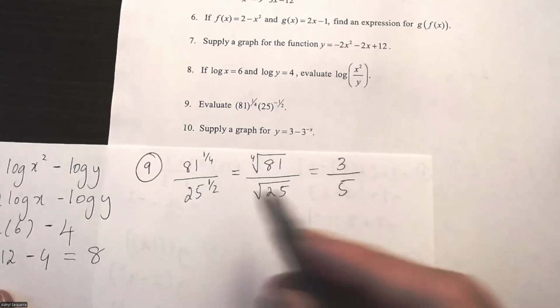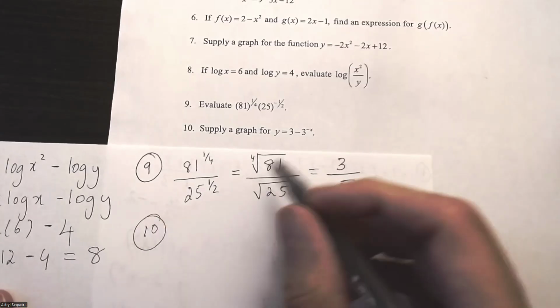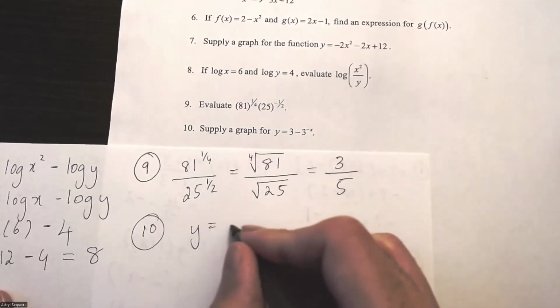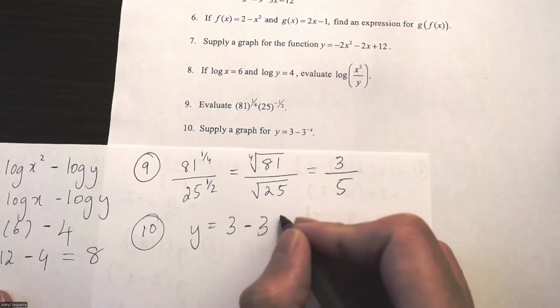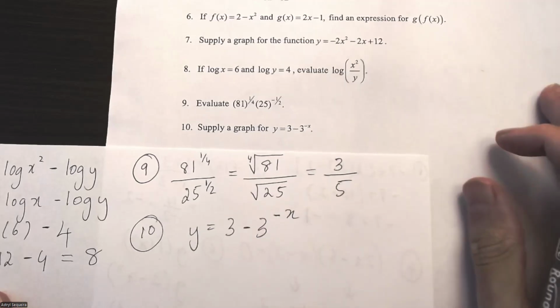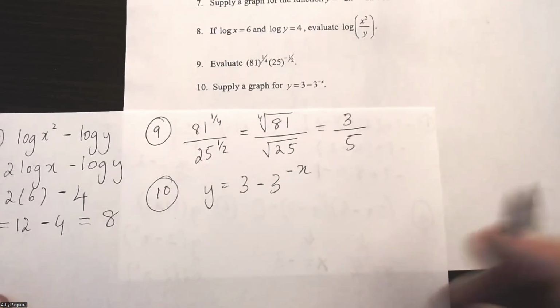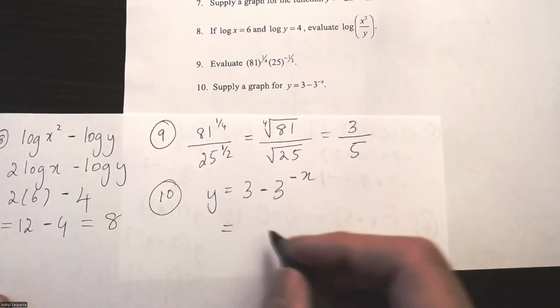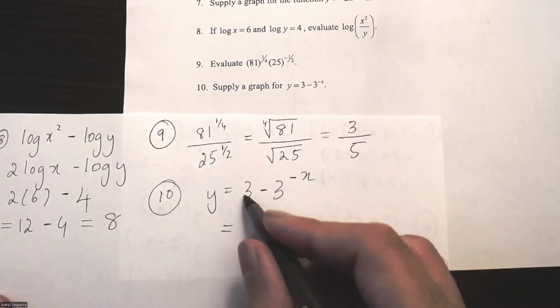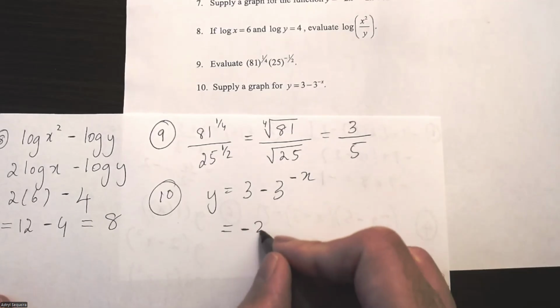Then the last question for this test is to supply a graph for this function over here, y equals 3 minus 3 to the negative x. Now this is an exponential equation. We just want to start by writing this in proper order with the number at the end. I'm just going to move this number to the end.